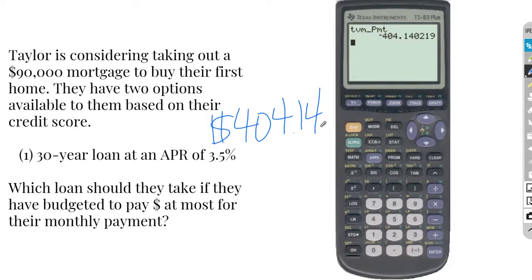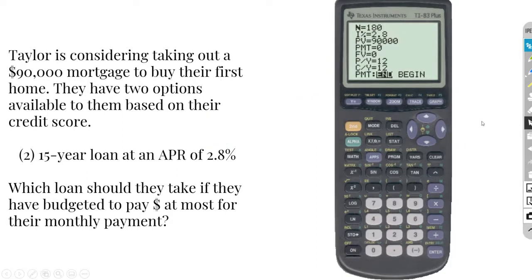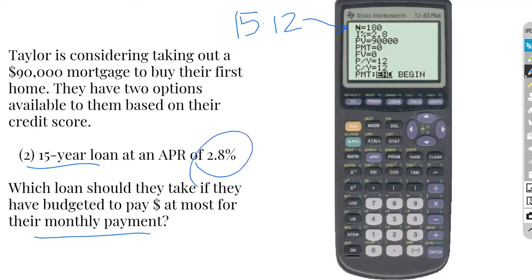So let's check it out for the other scenario. Going through that same process of hitting apps and finance, it should take us to this screen. Again, the only thing that really changes is going to be our N, which in this case will be 15 times 12 because it's a 15-year loan that's paid in monthly payments. That's where the 180 comes from. And then the only other change that's been made here is our interest rate of 2.8%. Everything else should stay the same because we still have the same loan amount, we're still paying it in monthly payments, and we're still looking to get it down to 0.